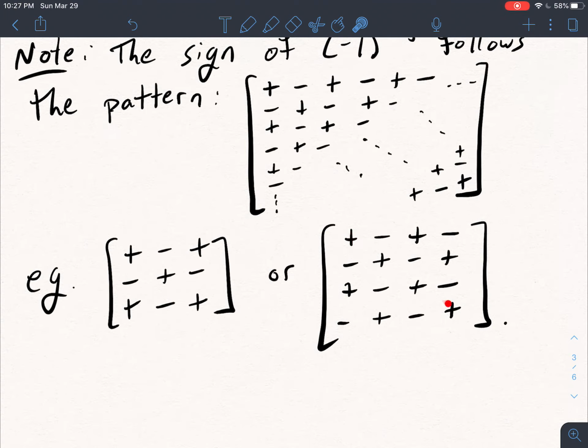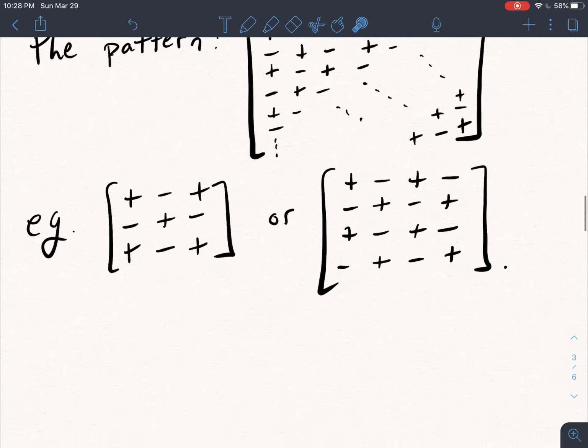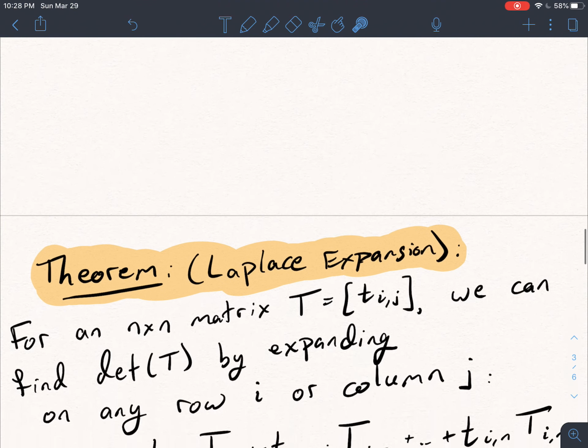In particular, it's useful to realize that the diagonal is always going to be positive, but that's not necessarily true for the opposite diagonal. So for the 3 by 3 case, the opposite diagonal is positive, but for the 4 by 4 case, the opposite diagonal is negative. But for the actual diagonal of the matrix, where i and j are equal, this sign is always going to be positive.